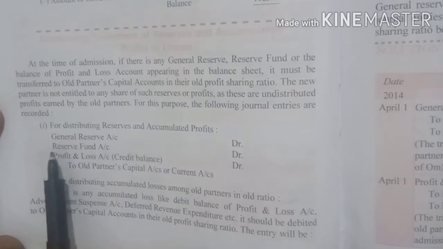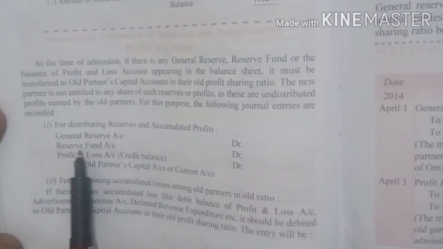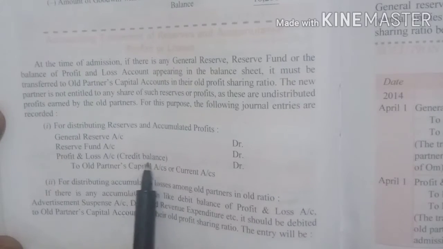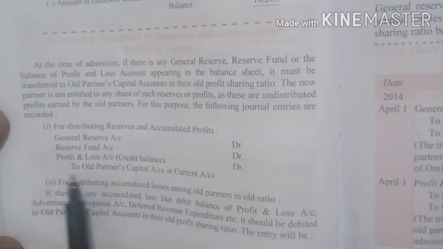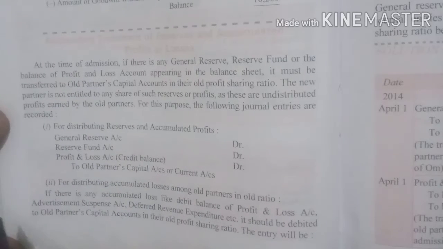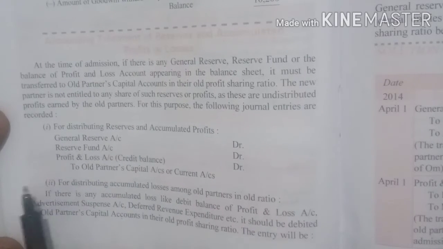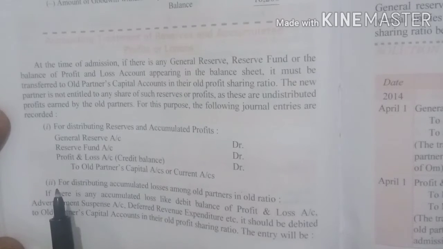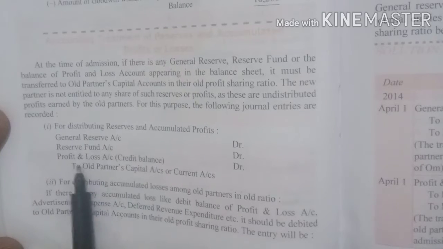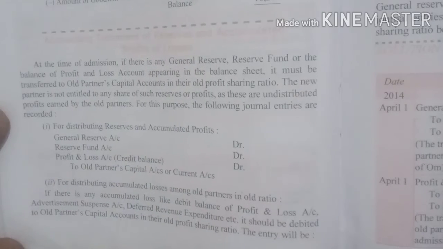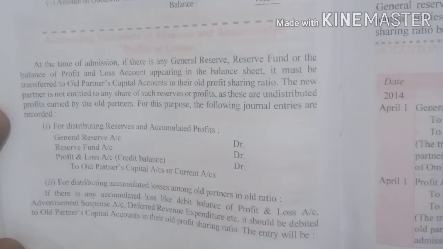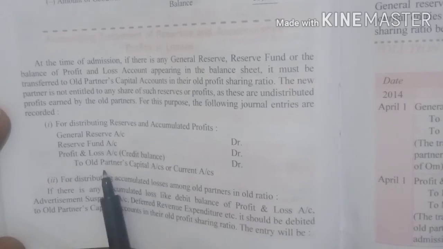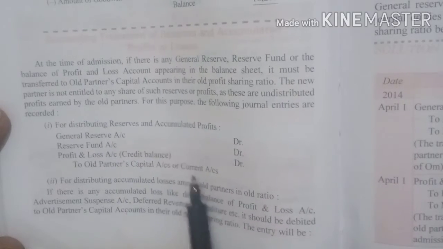Now what will be the journal entry for that? Journal reserve account debit, reserve fund account debit, profit and loss account. Now here only the credit balance we will take. That means if profit and loss appears on the liability side, then only we will take it. If we debit it, okay, otherwise the entry will be vice versa. So here, what profit and loss are we taking? Those profit and loss which appear on the liability side. So it is profit and loss account, that is a credit balance, debit to old partners' capital or current account.